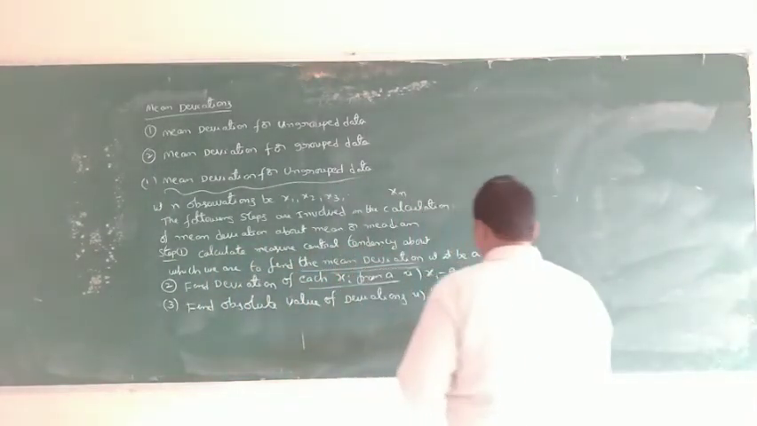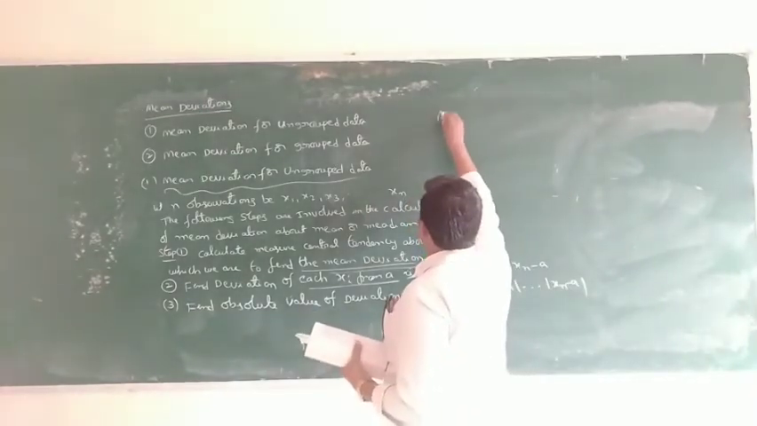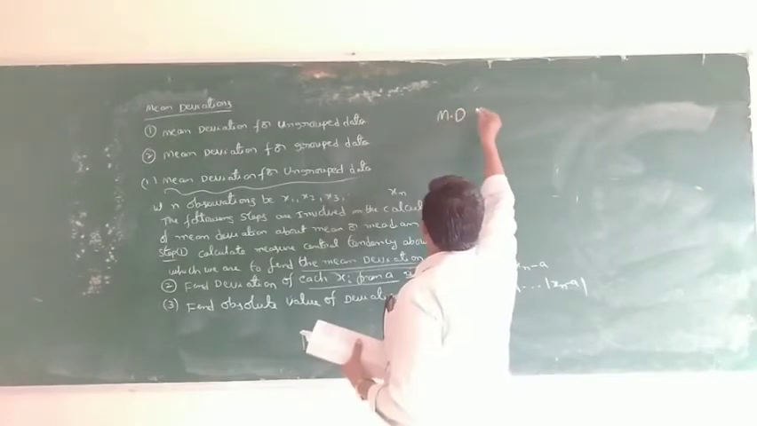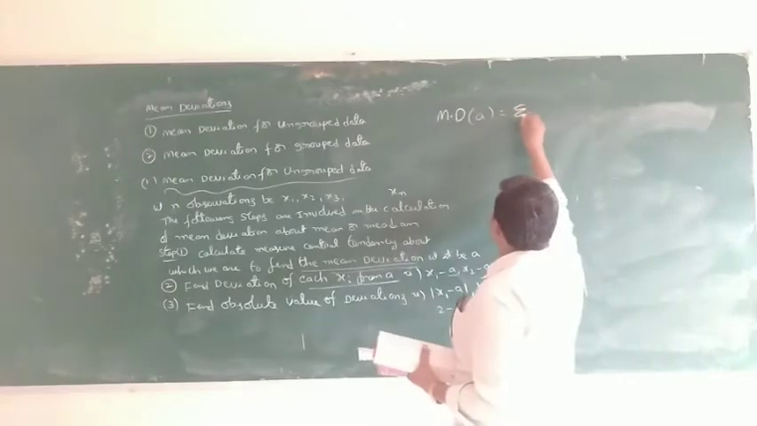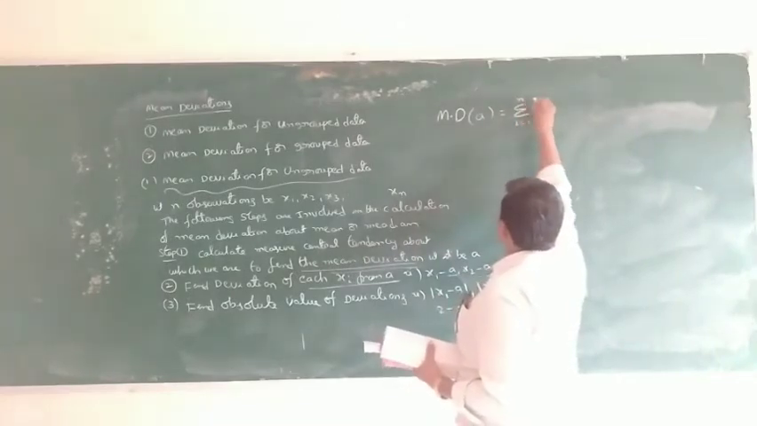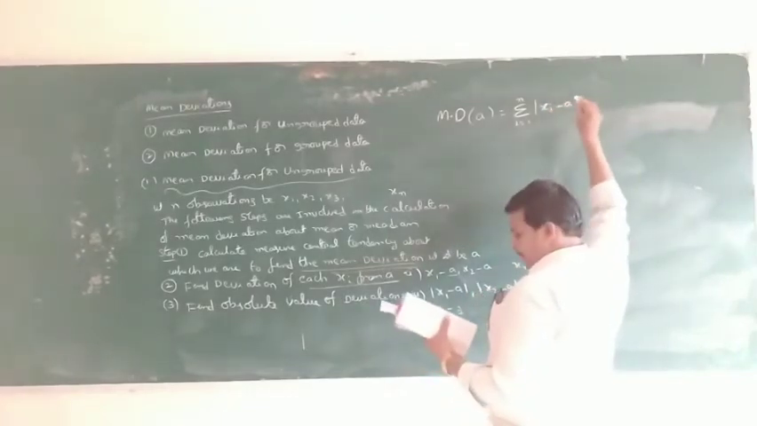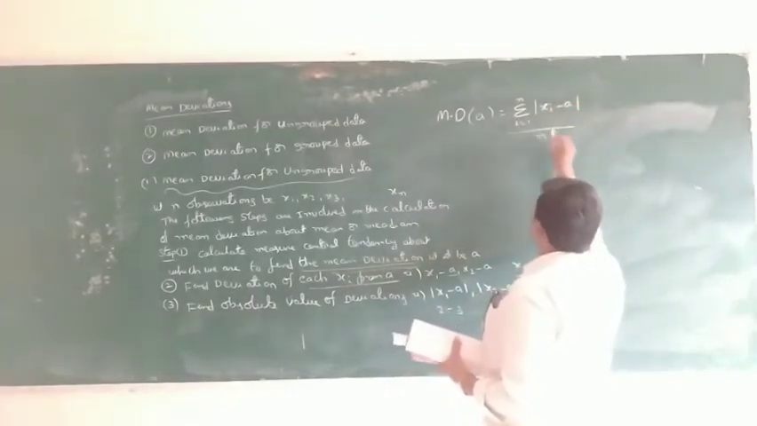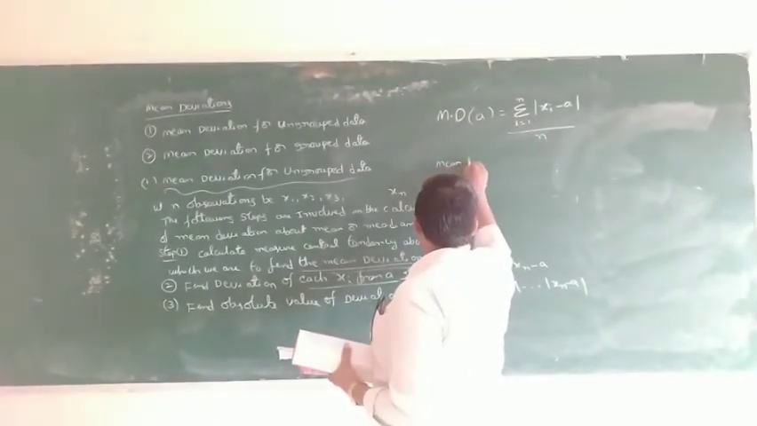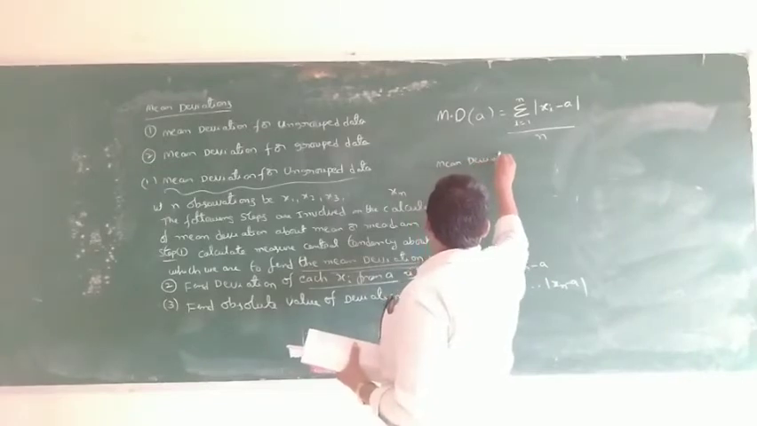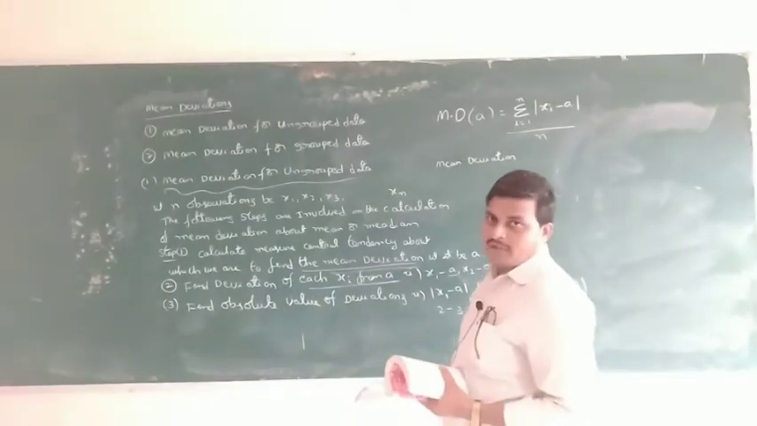Same procedure. So this is the formula, mean deviation about A: mean deviation about A is equal to sigma i equals 1 to n of mod of xi minus A, divided by n. This is the general formula. Each and everyone has the formula.